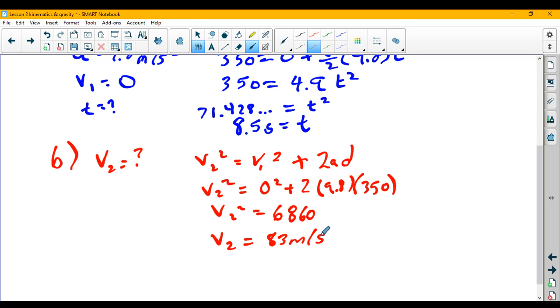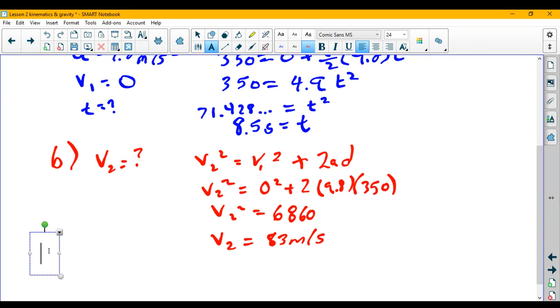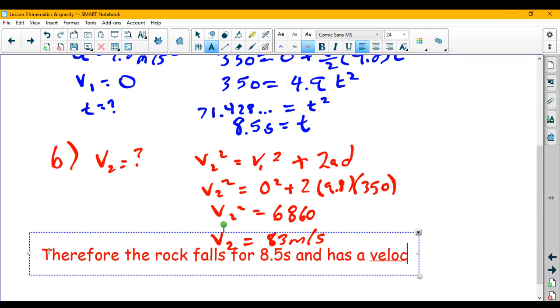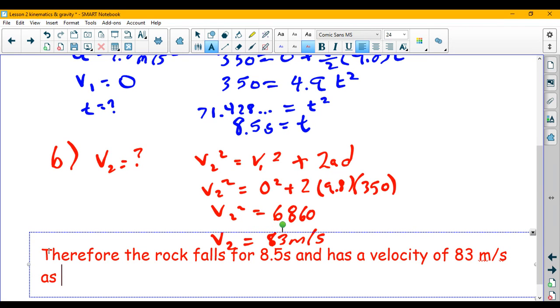Now, you should know you shouldn't drop rocks off of very tall buildings because it's dangerous. Why is it dangerous? Because you could hurt someone seriously because things get pretty fast in that kind of distance. So a nice therefore sentence for the whole question: 8.5 seconds and has a velocity of 83 meters per second as it lands.